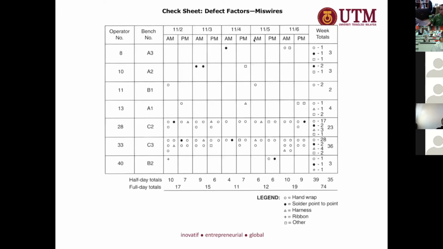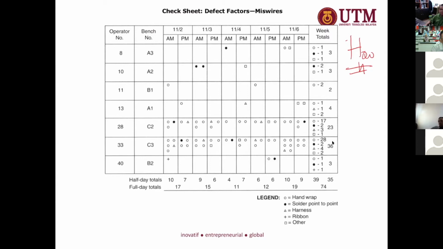Or we go back to the miswire issue just now. So you know that the operator was the culprit. Now we want to find out the how aspect. You have operators 8, 10, maybe they have their names, but we just use a number. And then this is the bench where they are working, and this is the date, morning and evening. So we just count the defects, the mistakes that they did. You count how many defects are due to hand wrap, how many due to solder point to point, harness, others, and so on.